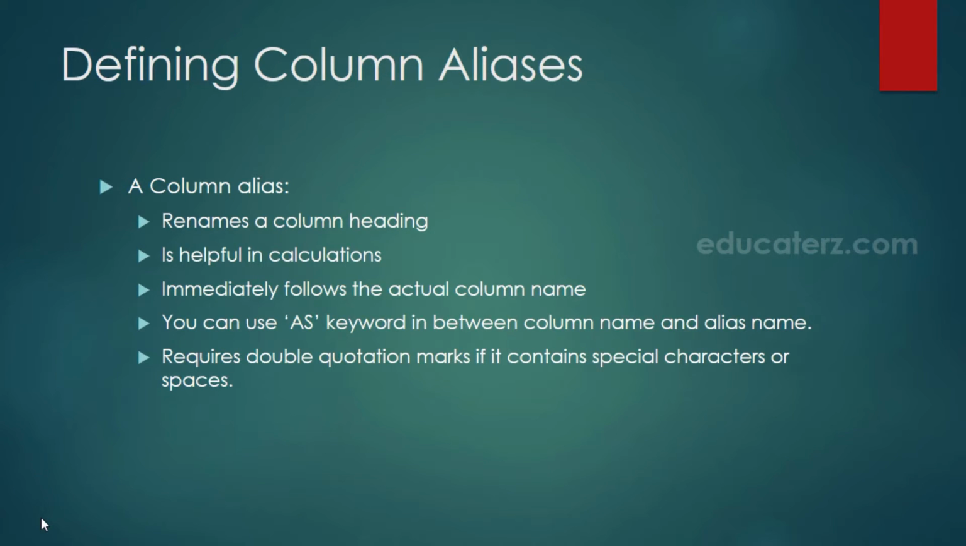You can use the AS keyword in between the column name and alias name in the select clause. If the alias name contains special characters or spaces, then you have to give double quotation marks.